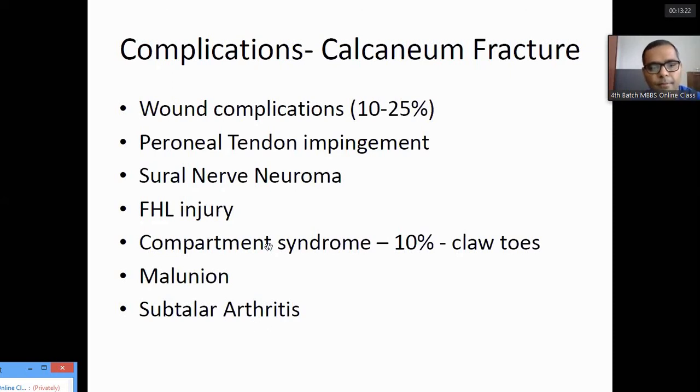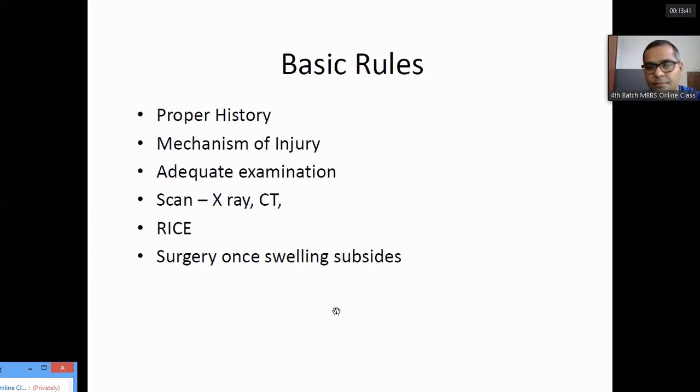So these are the complications which you cannot forget, and you should write them if it comes in the exam: wound complication, tendon impingement, sural nerve neuroma, compartment syndrome, malunion, subtalar arthritis.